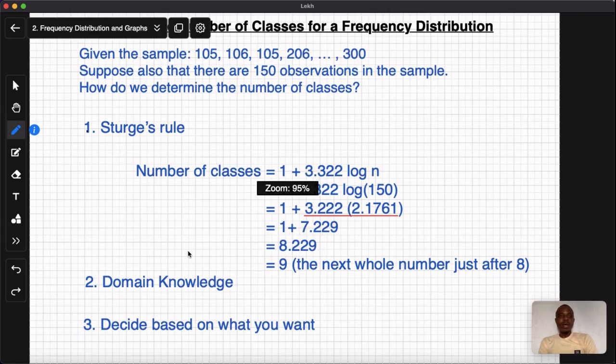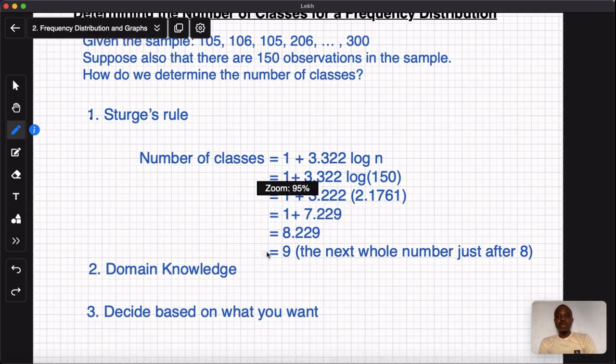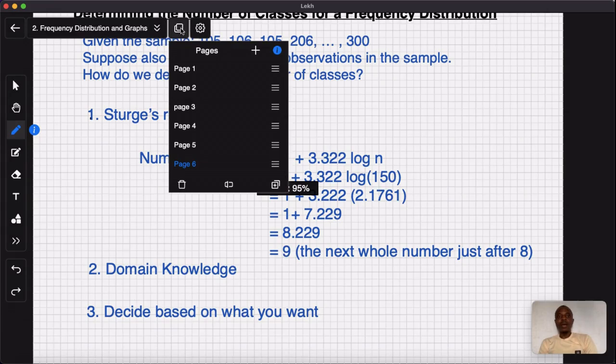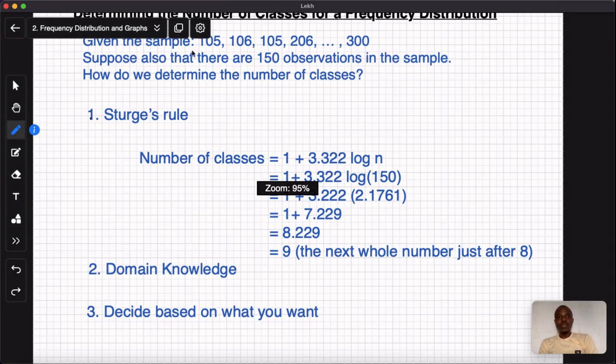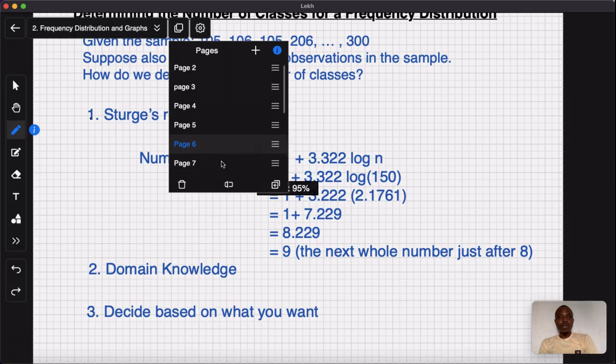If you use Sturges' rule, domain knowledge may also be helpful. How? Because you may have a class that is too large, or a number of classes that may not really be reasonable. So domain knowledge may help you reach some compromise, or help regulate what you obtain from here. As a general rule, Sturges' rule is important, but domain knowledge can also help you.